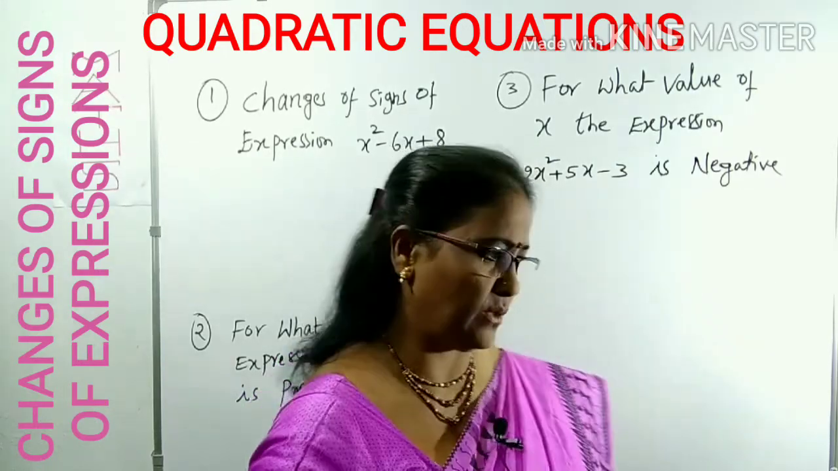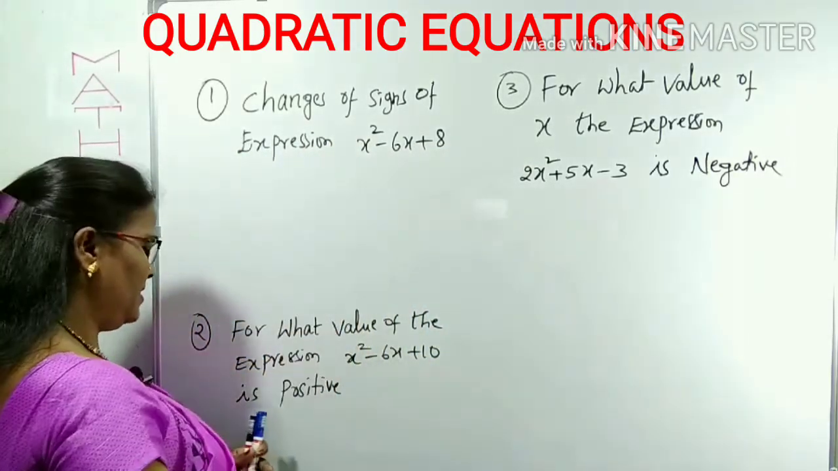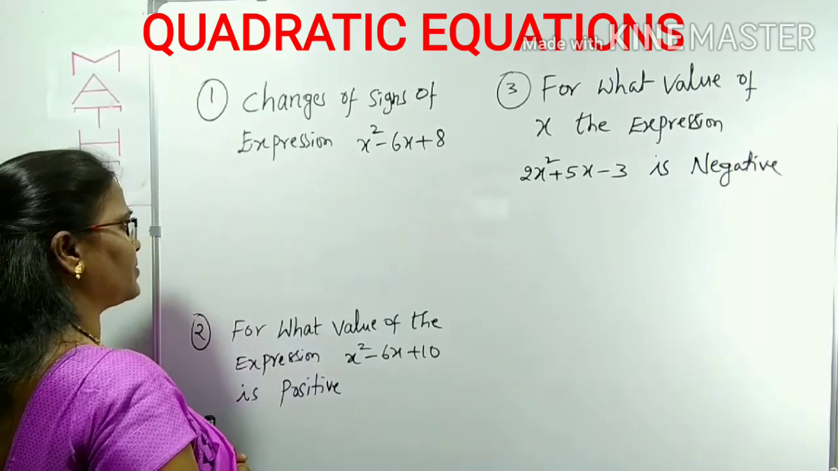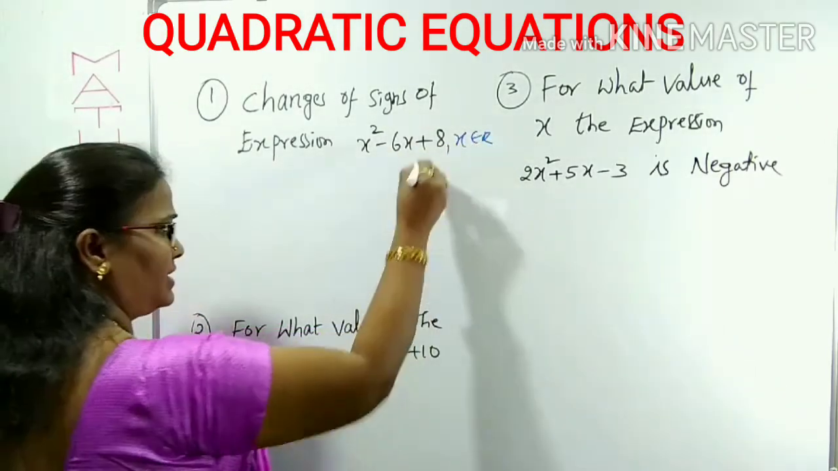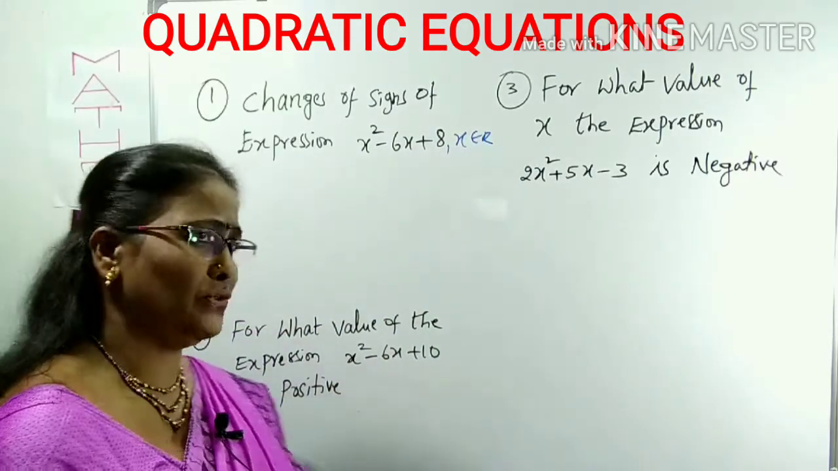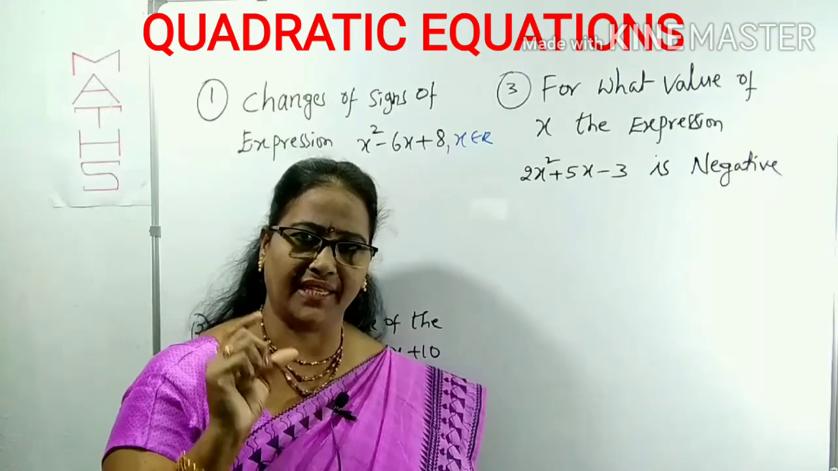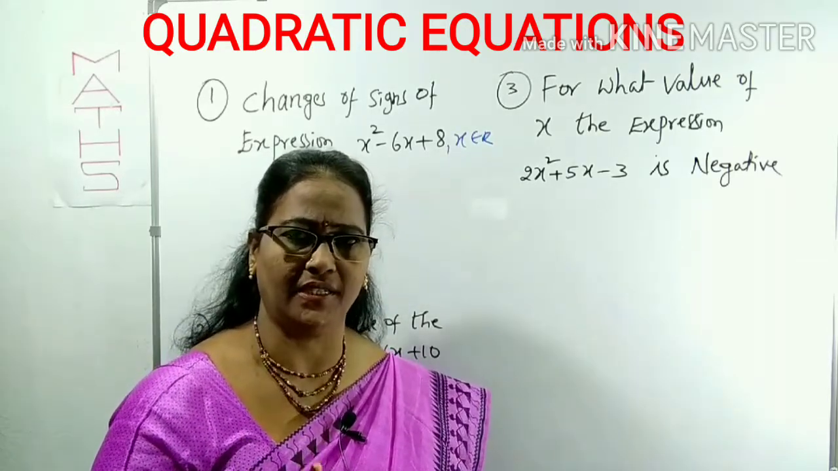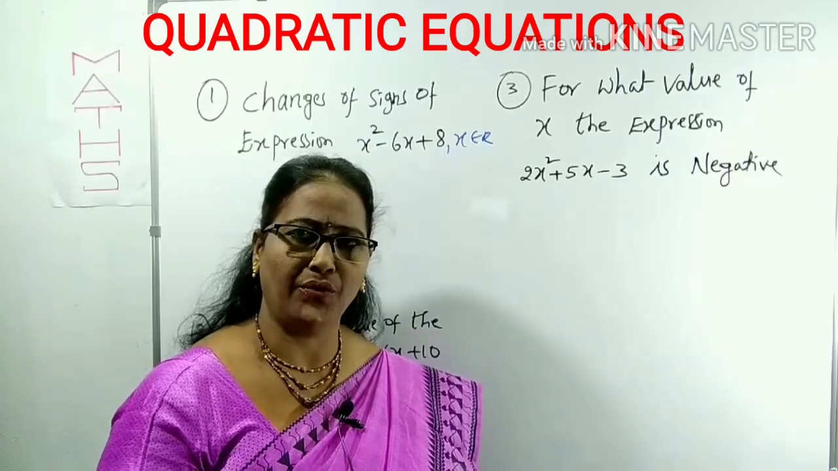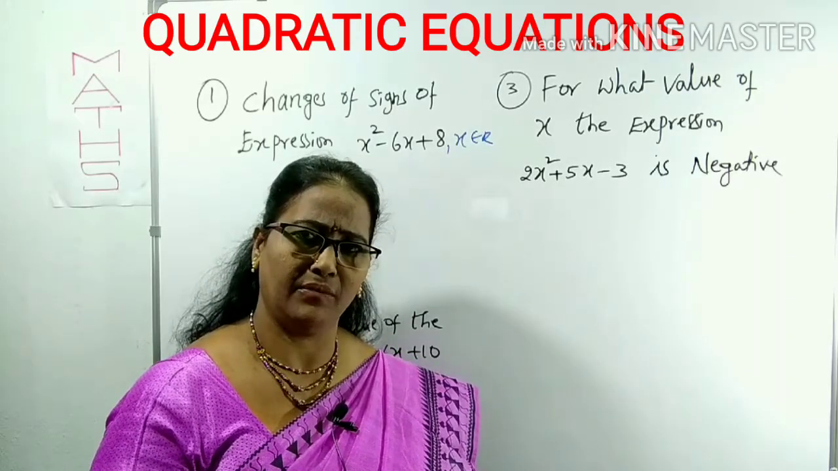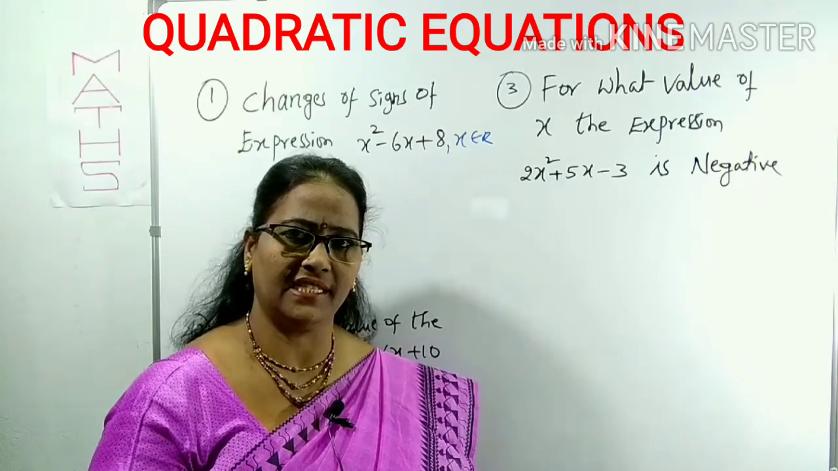First of all, what is question number 1? The changes of signs of this expression are asked for every x belonging to R, for any real number. Before starting, we first have to check whether the expression has real roots or imaginary roots. How do you know whether the expression has real roots or imaginary roots? Yes, we have to check its discriminant.